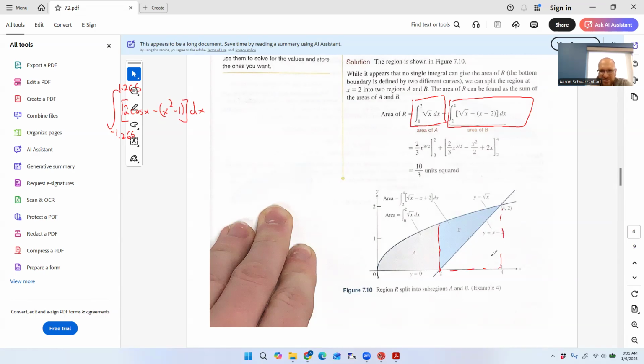Another thing I could do is this is a triangle, right? This triangle has area 1/2, base of 2, height of 2. I could have done this, minus the area of the triangle, which is 2.